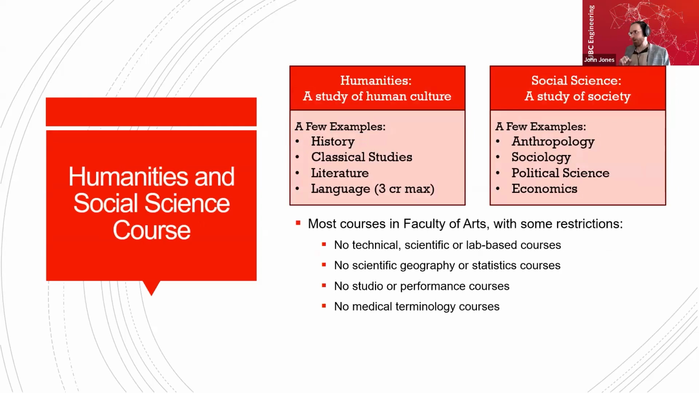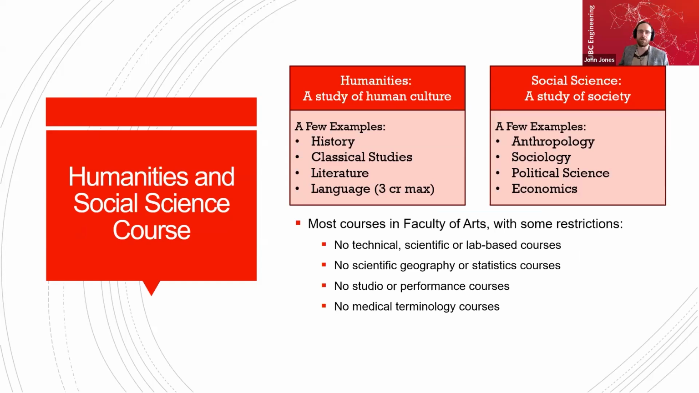So our other option, again, in most cases, you're going to be taking as part of your first year is your humanities and social science course. So what constitutes a humanities social science course? Essentially, there are a number of different subject areas, typically in the Faculty of Arts, that are going to be covered in humanities and social science.